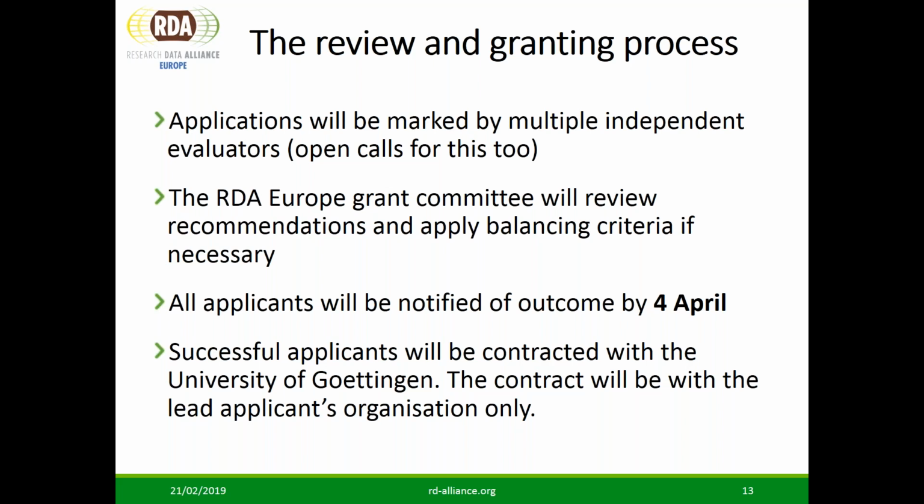So if we get 10 really strong applications from France, we're unlikely to fund everything in one country. So we may need to apply some balancing criteria. All the applicants will be notified of the outcome by the 4th of April, so it's a month for us to do the reviews. And the successful applicants will then be contracted with the University of Göttingen, and that contract will be with the lead applicant's organisation only. So you might be doing something in collaboration, but we are only funding one organisation.